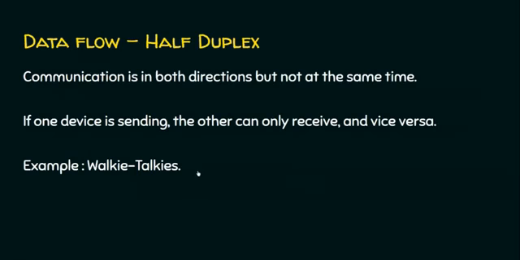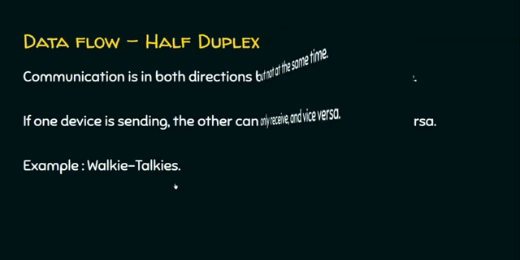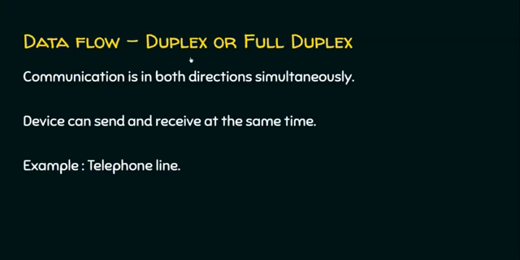Coming to the half duplex, the communication is in both directions. It means it can send as well as receive, but not at the same time. The very important part about half duplex is that the communication can happen in both directions, but not at the same time. If one device is sending, the other device can receive, and not at the same time can both sending and receiving happen. Example, walkie-talkie. In a walkie-talkie, we can talk as well as listen, but we can't talk and listen at the same time.